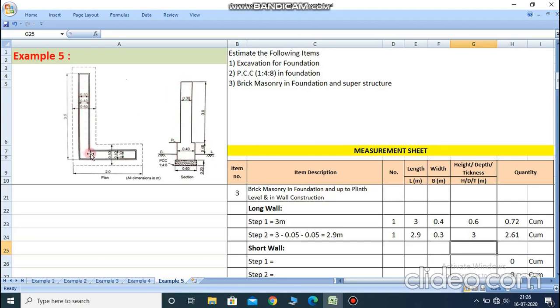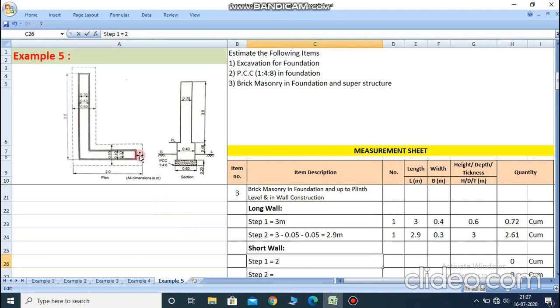Now we calculate the short wall. So for the short wall, first we calculate the total length of the short wall. So only this part is calculated as the short wall. Now here the short wall length is already given, 2 meter length is already given in the figure. Clear? So write here 2 meter.